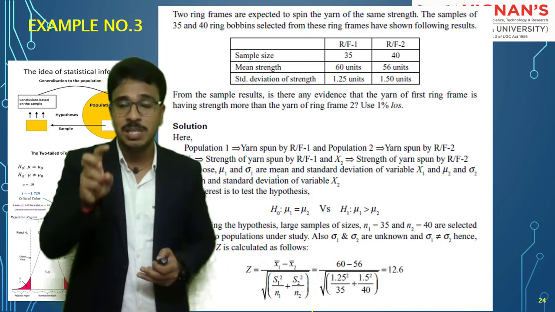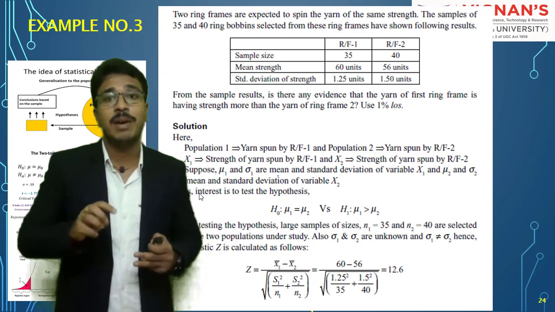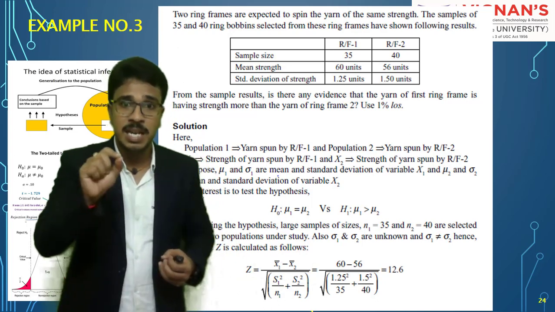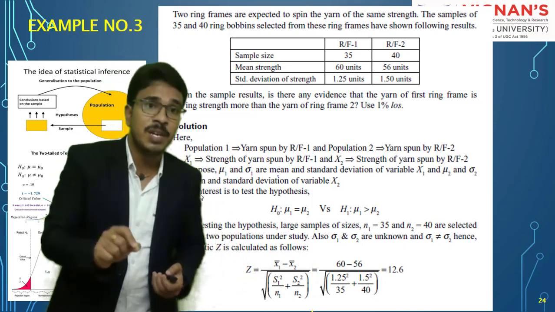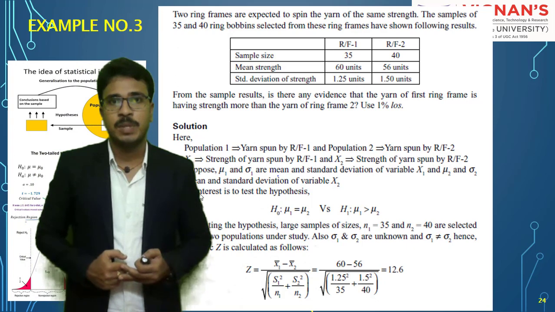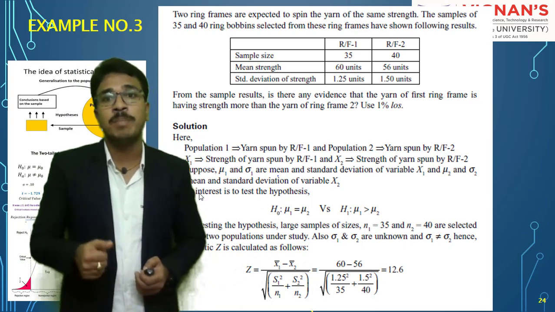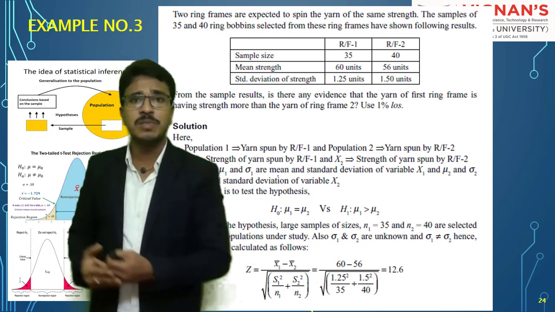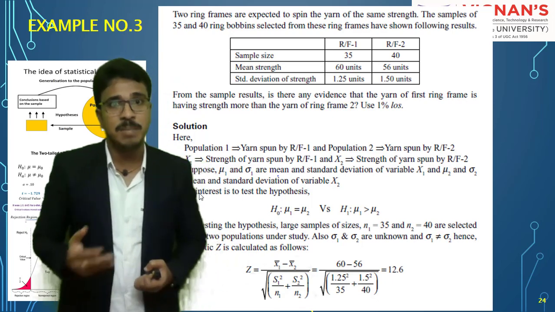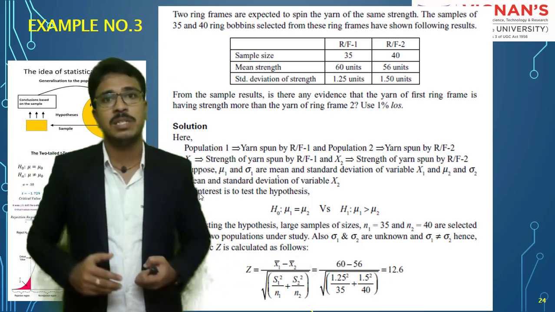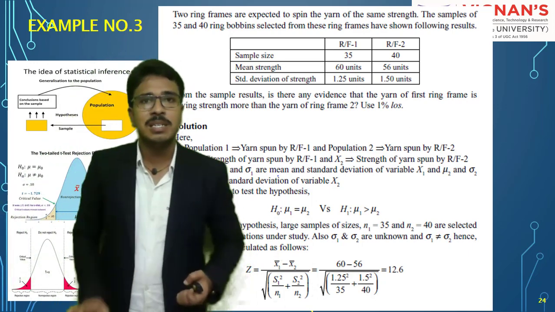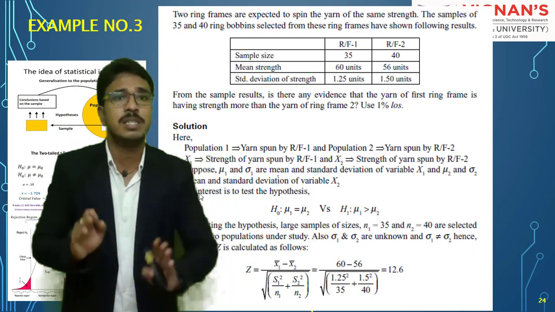By looking at this statement only, we have to decide how to set up our hypothesis. So, is there any evidence that the yarn of the first ring frame has higher strength than the yarn of ring frame 2? And you can see in the problem, use 1% level of significance. So the level of significance is very, very small. That means what could be the confidence level? 99% confidence level. Understand? Only 1% you are leaving out. Understand?